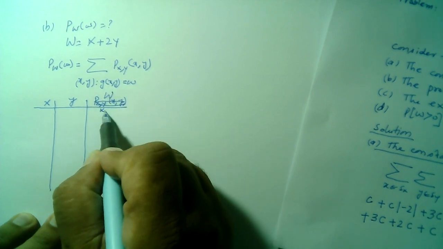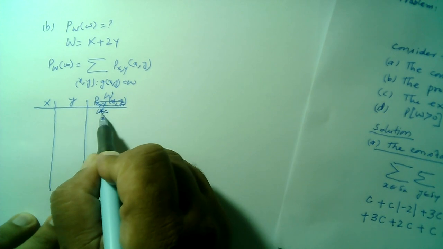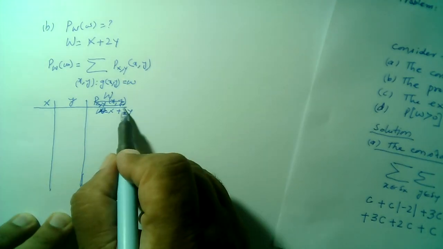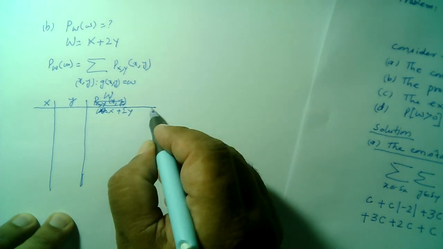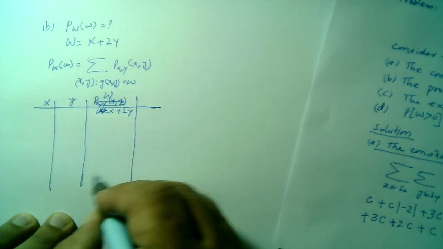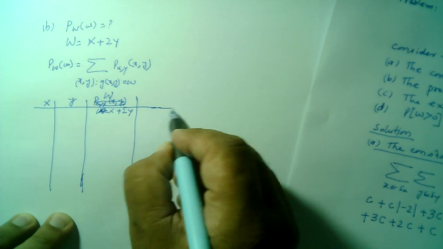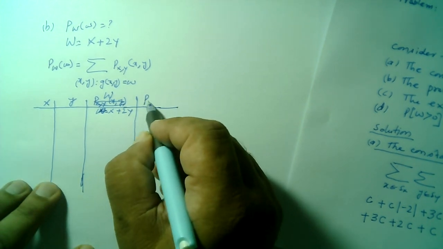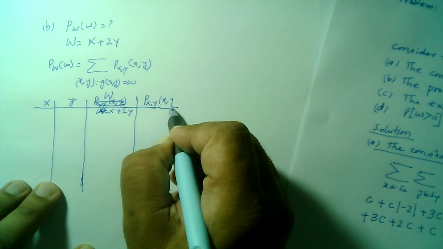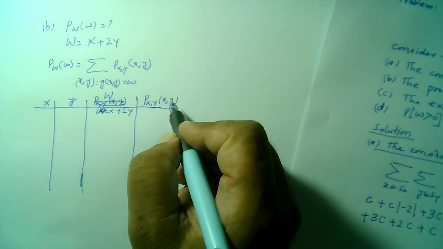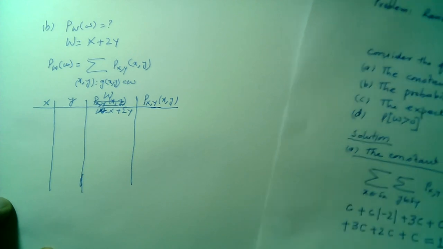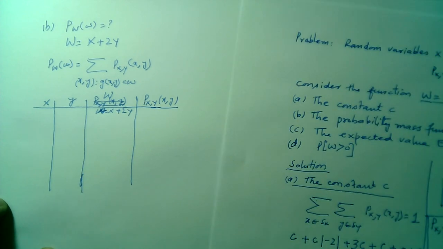W will be equal to x plus 2y according to this relationship. And then after w, let's calculate the corresponding value of the probability P(x, y) here. So let us consider all the possible values of x and y.